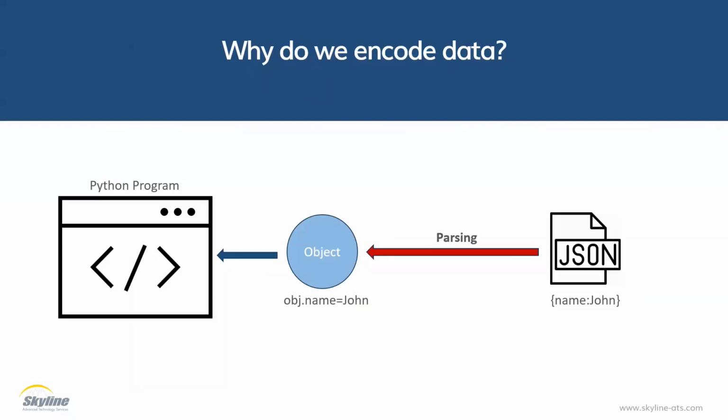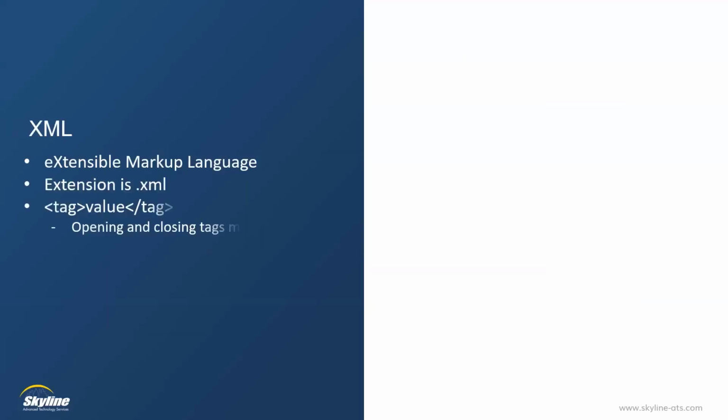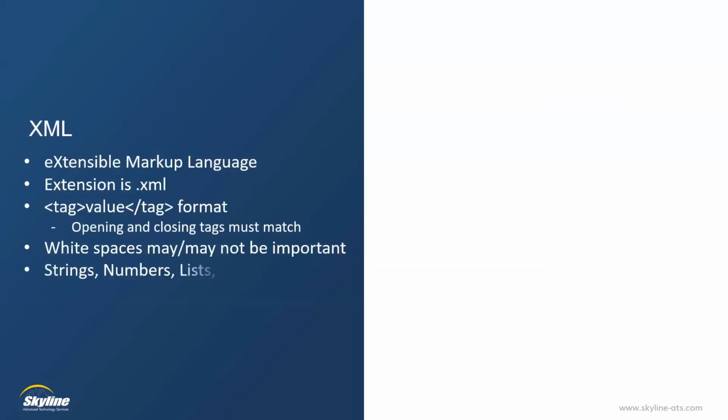There are multiple different formats you can use. The first one that came about was XML, which is Extensible Markup Language. It was really the first format that was both human readable and machine readable. It came about around 1998. Its extension is .xml. It works on opening and closing tags, and white spaces may or may not be important.